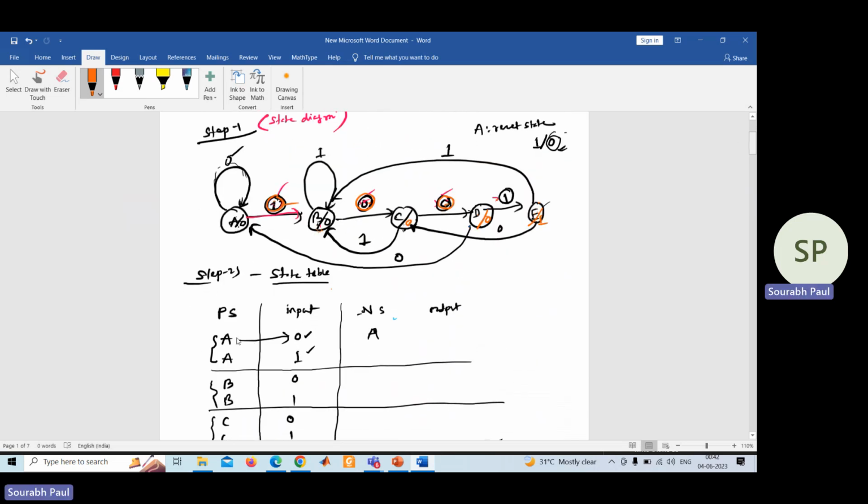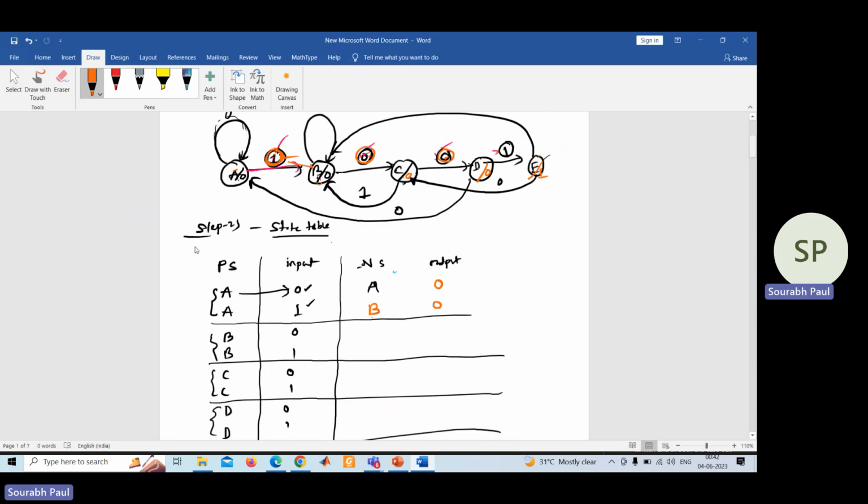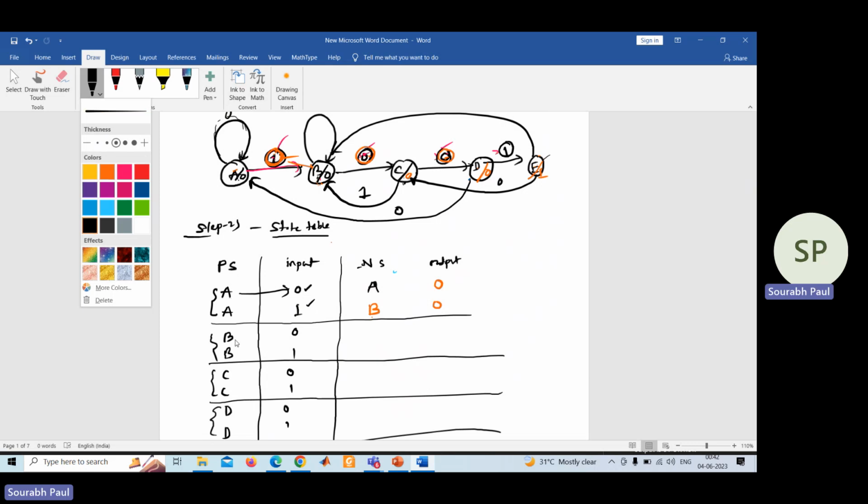So complete this thing. For A, if the input is 0, you have found out. Now if the input is 1, you need to go to B. In case of A, if the input is 1, you are going to B. So that's why I have written B. And in both cases, the output is 0. Now do the next thing for B.